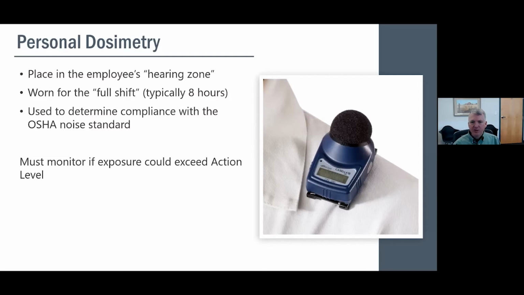When you do personal dosimetry, you take, and this is a picture of a Casella, there are several brands, they're all good, you put it up on their shoulder, and they wear it. This is called the hearing zone, just up on the shoulder, within maybe a 12-inch sphere. They wear it for the full shift, basically all day, and then you take it off, and it integrates all those sound pressure levels and spits out one number for you. That's used to determine compliance with the noise standard. Again, you have to monitor if your exposure could exceed the action level.